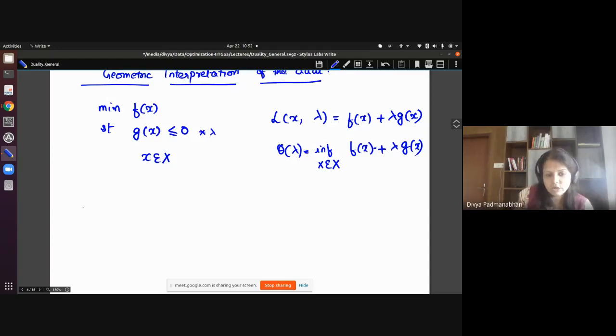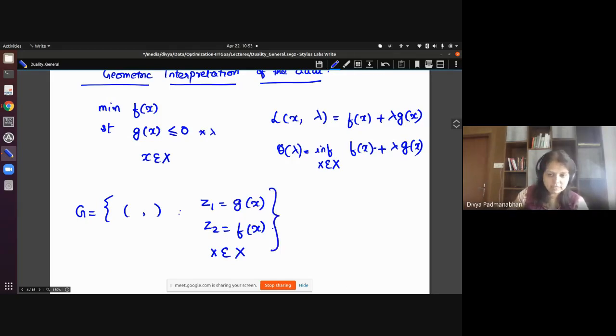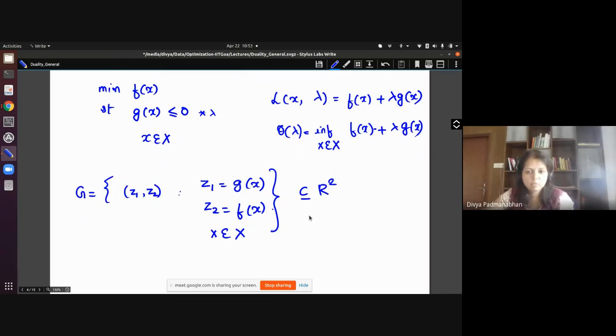So I'm just going to write a new space, a new set G. It consists of all the points corresponding to f of x and g of x. Let me call these values g of x as z1, and let me call f of x as z2. I'm going to do this for every point in the domain, collect these g of x and f of x, and form a new two-dimensional set. So this G is a subset of R2. It's just for visualization purposes that I'm doing this.